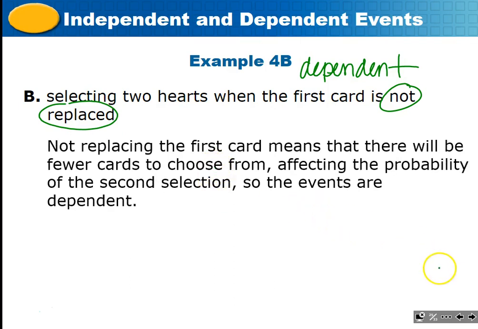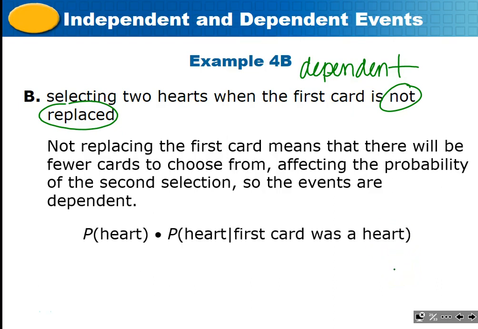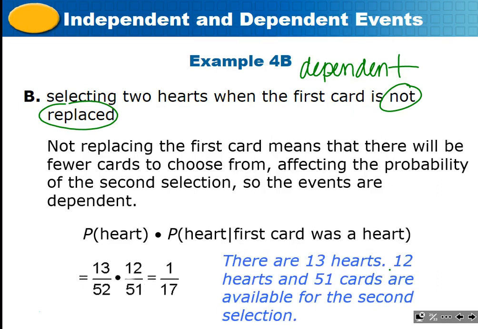So not replacing the first card means that there will be fewer cards to choose from, so it affects the probability of the second selection. So the events are dependent. So we have 13 over 52 times 12 over 51. And again, when we do that in our calculator and reduce it, it's going to be 1 over 17. And please don't forget to reduce these when you do a quiz or a test.